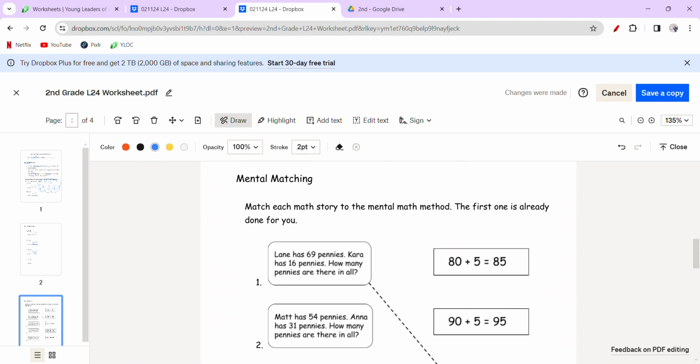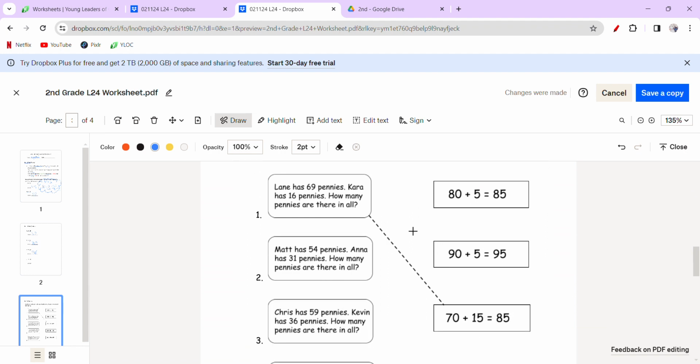Mental math matching. Match each math story to the mental math method. The first one is already done for you. So we see that this one is already done for us, so this one is out. So Lane has 69 pennies, Car has 16 pennies. How many pennies are there in all?